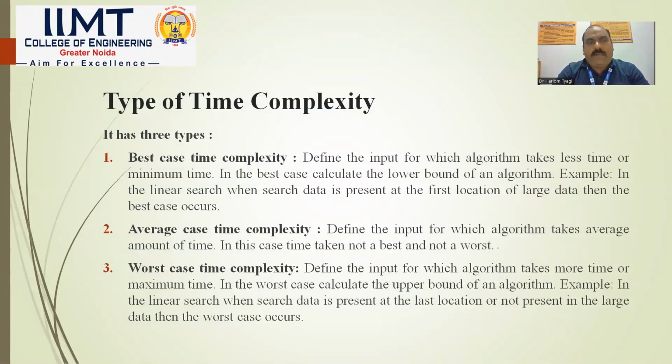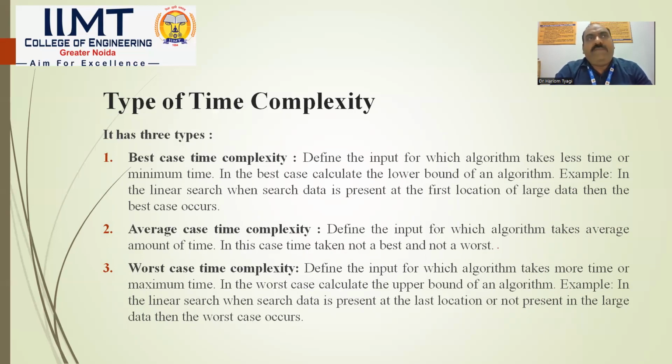There are three types of time complexity: the best case, average case, and worst case time complexity. Best case means the minimum amount of time. You have a single processor and different inputs. Like if you want to sort an array in ascending order, and you have the input 1, 2, 3, 4, 5, then it is already sorted, so it takes the minimum time to sort in ascending order.